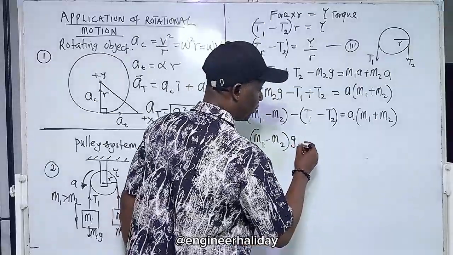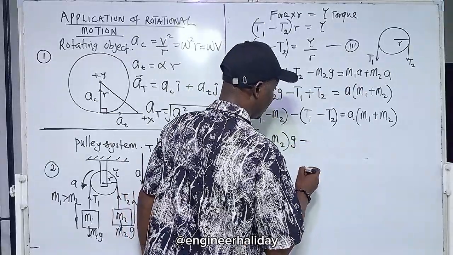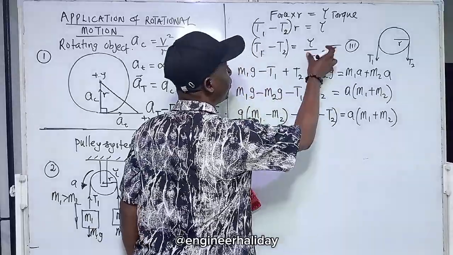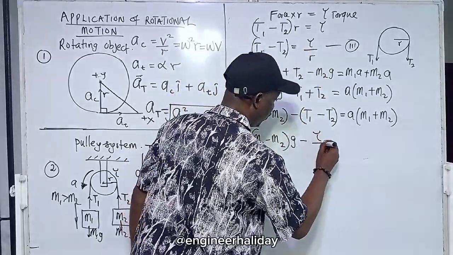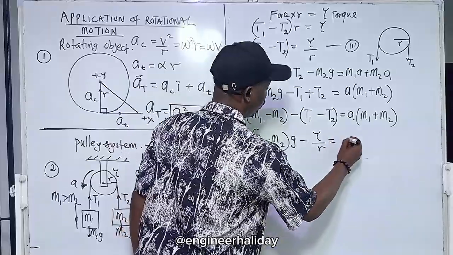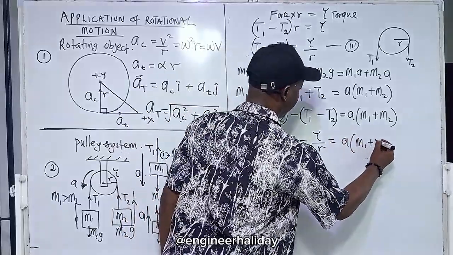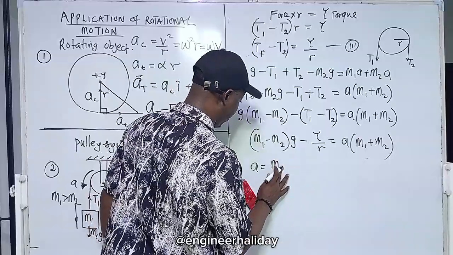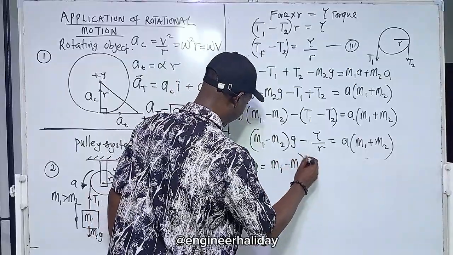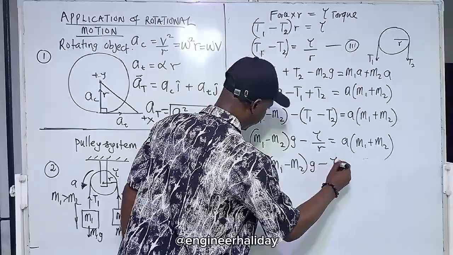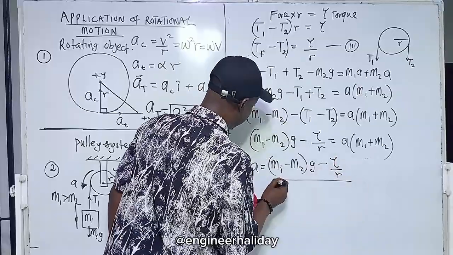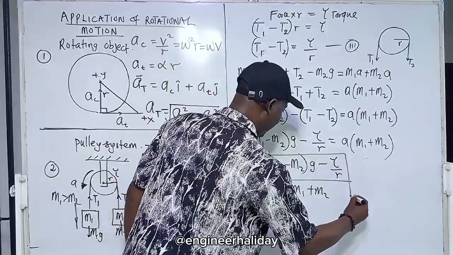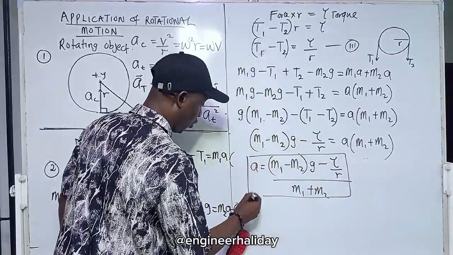Into bracket, minus what? What do you have here? That means in place of this one, can we place this one here? That means tau over R equal to A into bracket M1 plus M2. So finally, our A will be equal to (M1 minus M2) times G minus tau over R, divided by M1 plus M2. That is the common acceleration that will occur.